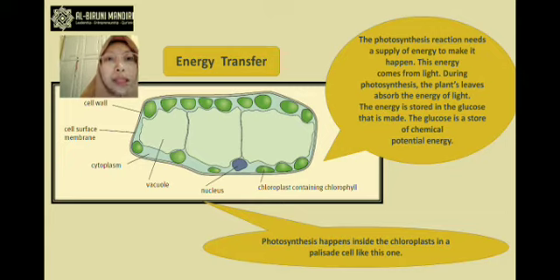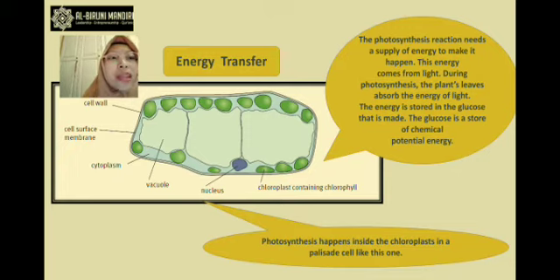Photosynthesis happens inside the chloroplast in a palisade cell like this one. Why can photosynthesis occur just in the chloroplast? Because the chloroplast contains chlorophyll. And this is just for plant cells. The photosynthesis reaction needs a supply of energy to make it happen. This energy comes from light.